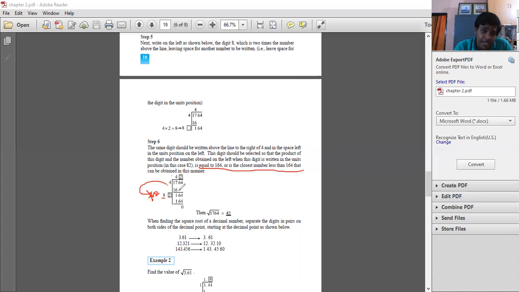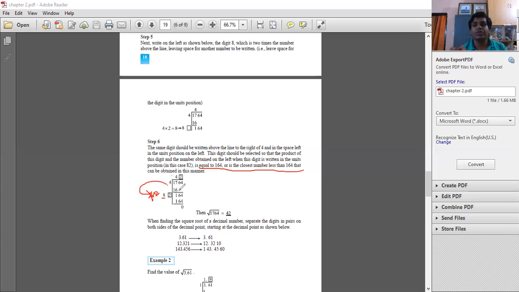1764, we separated it as 17 and 64. Near 17 what is it? 16. What is the square root of 16? 4. We put 4. And for the next one we get 164. We have to find the value of 164. How can we divide that here? How to find that: step number 1 is the digit above, 4, the digit we divided by. That digit multiplied by 2 will give you 8. And leave a blank.